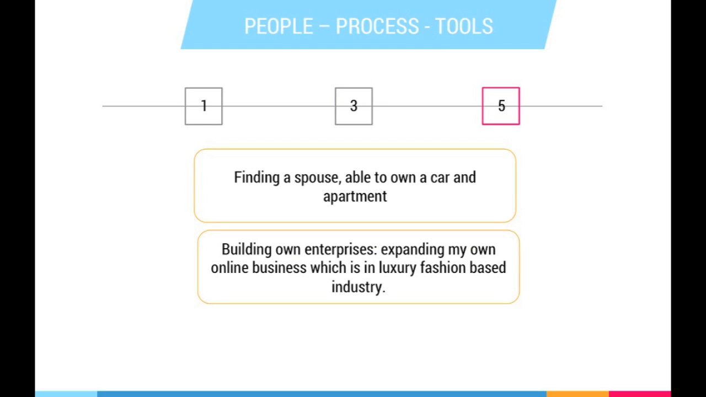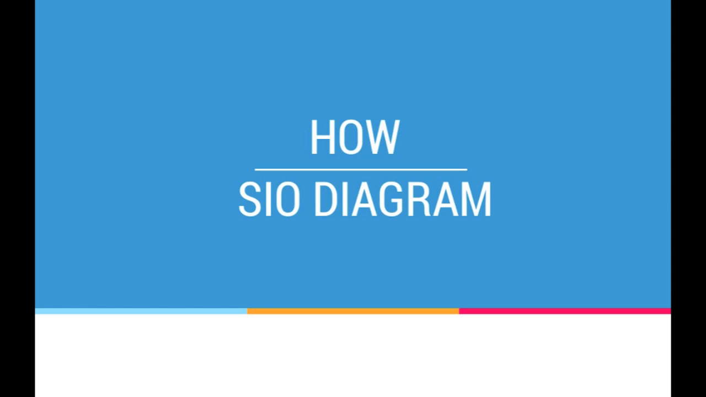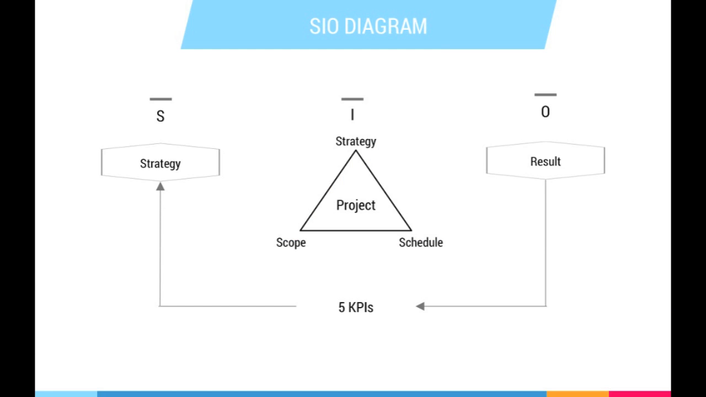While 5 years from now, I see myself having a spouse, able to own a car and apartment, and hopefully it's going to be in Europe, where my dreams are. While also I want to expand my own online business, which is in the luxury fashion industry. And the next is how, which is I will be using the SIO diagram, which is strategize, implement, and also output.